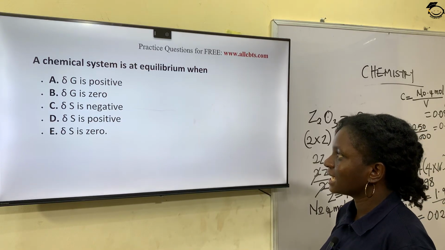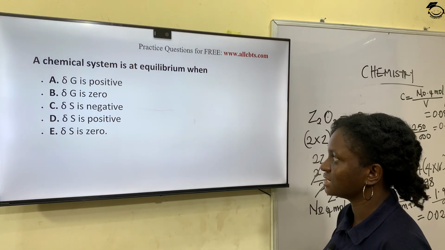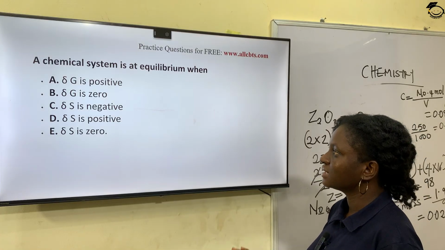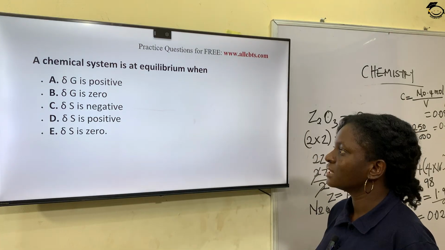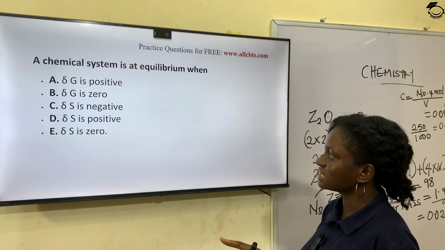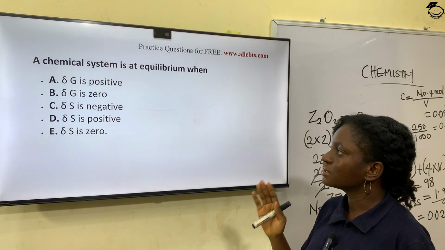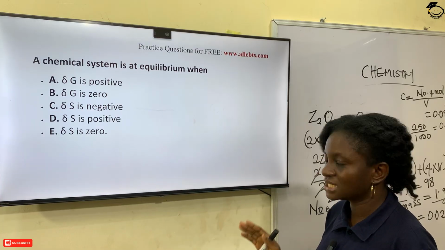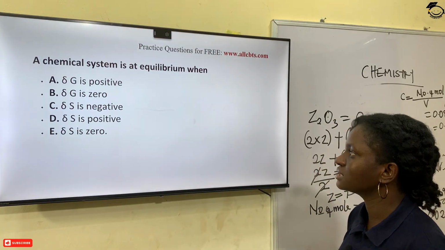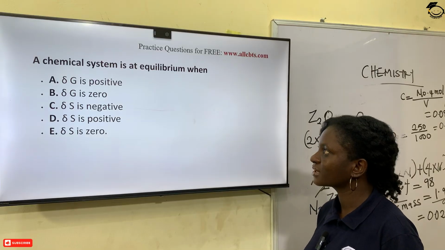So option A, delta G is positive. B, delta G is zero. C, delta S is negative. D, delta S is positive. E, delta S is zero. The correct answer is Gibbs free energy is zero. Option B is the correct answer.